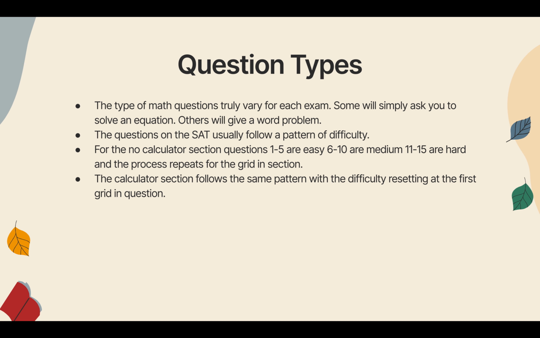For the no calculator section, questions 1 and 5 are usually considered easy by the test takers. Questions 6 and 10 are considered medium, and questions 11 and 15 are considered hard, and the process repeats for the grid-in sections. And the calculator section follows the exact same pattern, with the difficulty resetting at the first grid-in question.